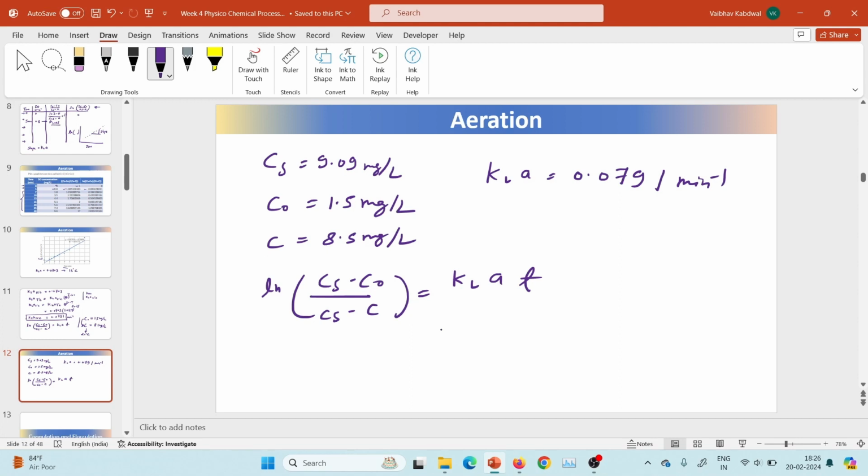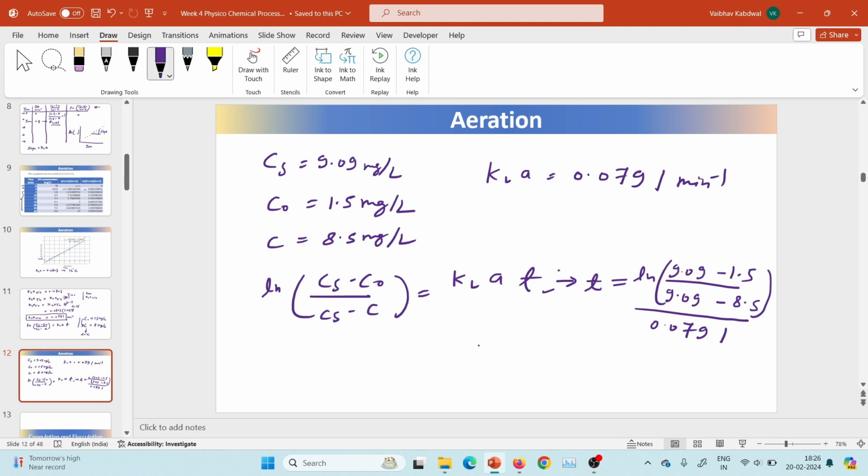So everything is given. So you calculate t as ln of (9.09 minus 1.5) divided by (9.09 minus 8.5), divided by 0.0791. So the time required to aerate the water is 32.29 minutes. This is the answer.